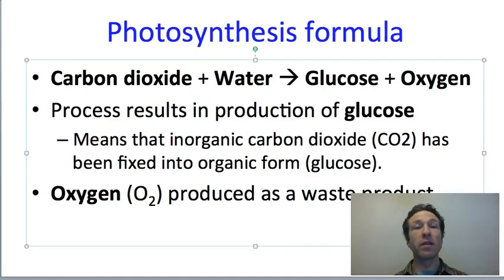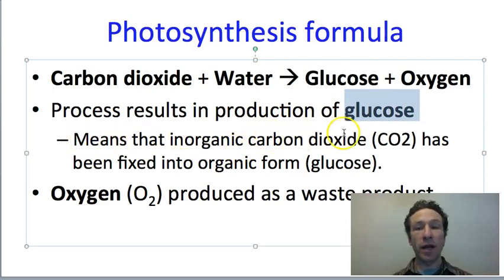Let's go over the general formula for photosynthesis. Photosynthesis is going to start with carbon dioxide, and carbon dioxide will be combined with water. The result will be the formation of glucose, and oxygen will be released. So the important product here is the glucose.